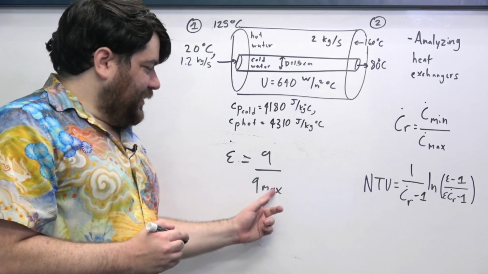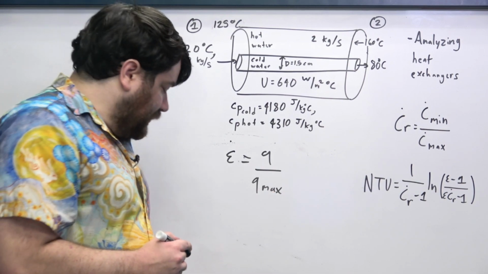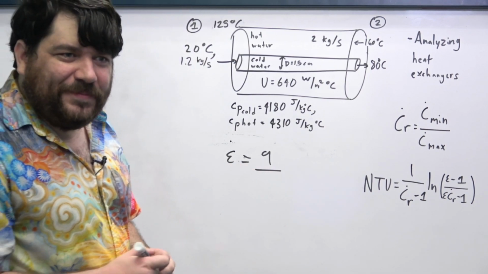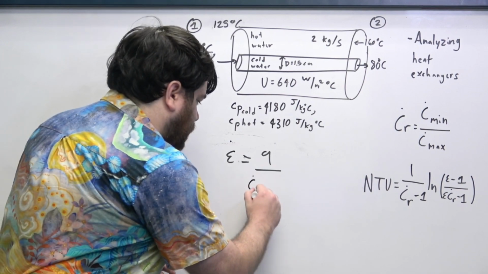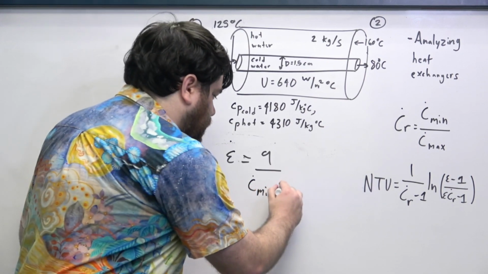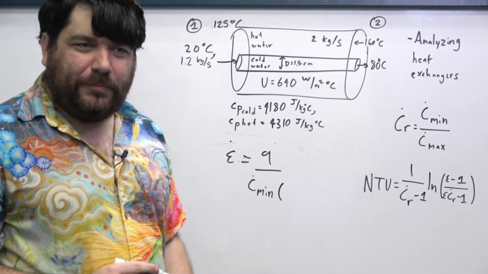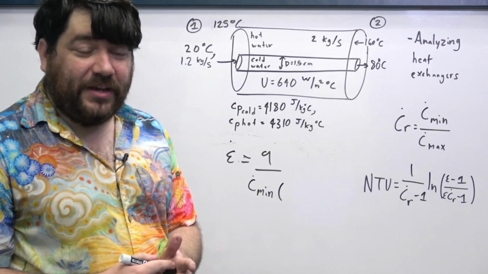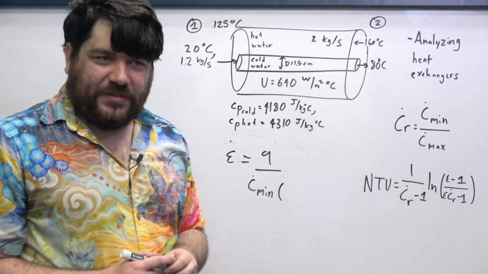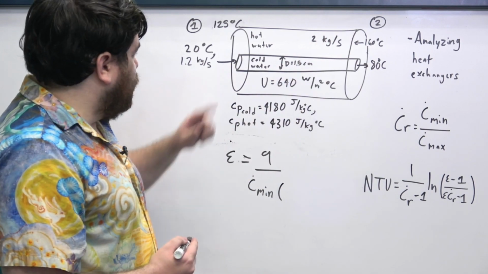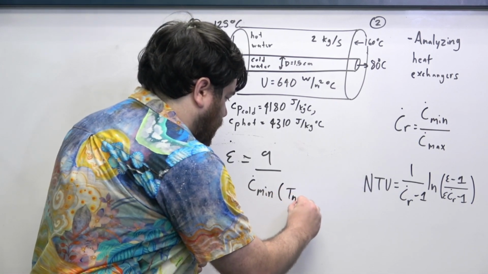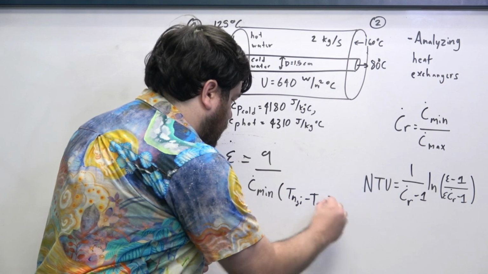We had said that the Q max was actually just the smallest heat capacity rate, so this minimum C dot, multiplied by the difference in temperatures between the hot liquid at the inlet and the cold liquid at the inlet. So what are those temperatures? 160 for the hot liquid and 20 for the cold liquid. So this is just THI minus TCI.